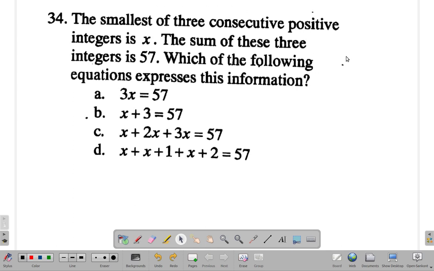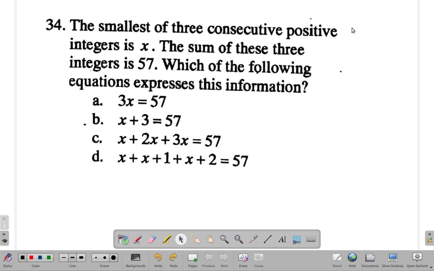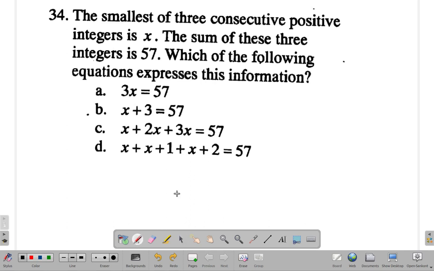If you have three consecutive positive integers, it's like you're saying what? It's like you're saying 1, then 2, then 3. It could be 2, then 3, then 4. It could be 4, then 5, then 6, whatever it is. But three consecutive positive integers, you go up by 1. But how did you get the next number? Because remember, you're going to need that. It says the smallest one is x, so you start with x.